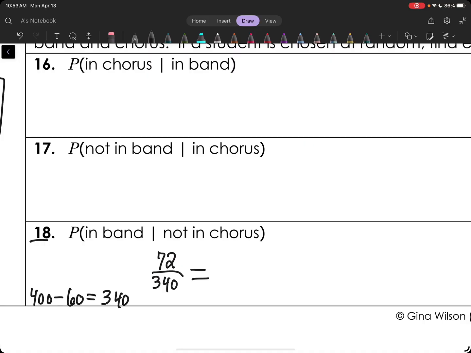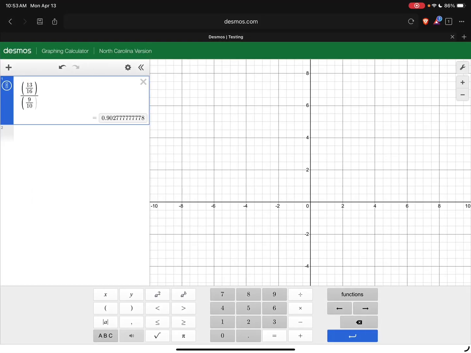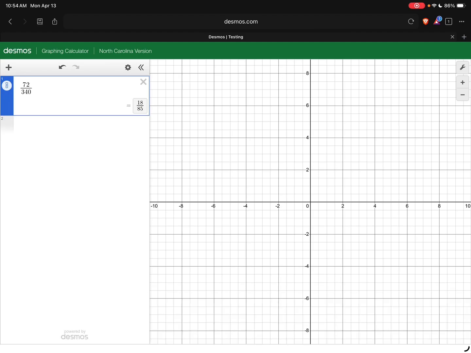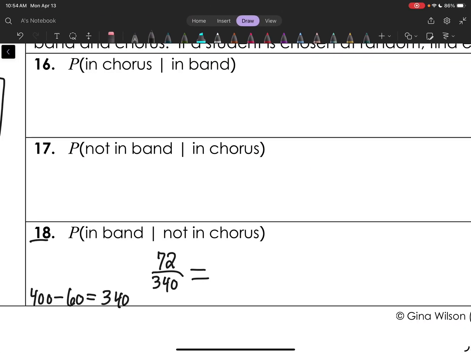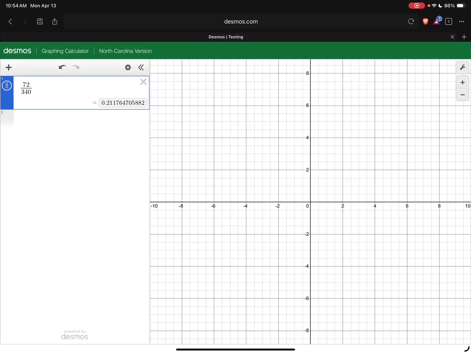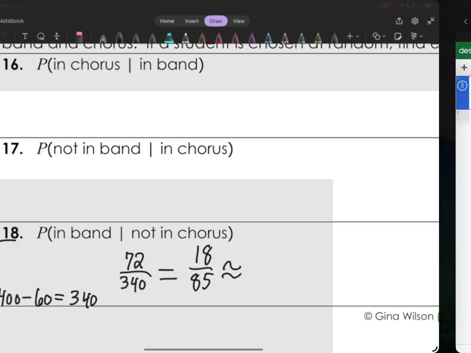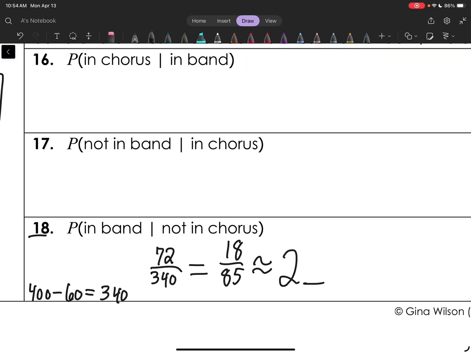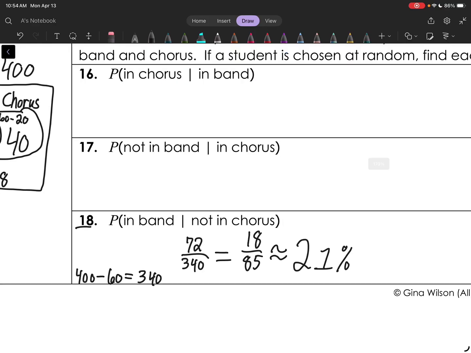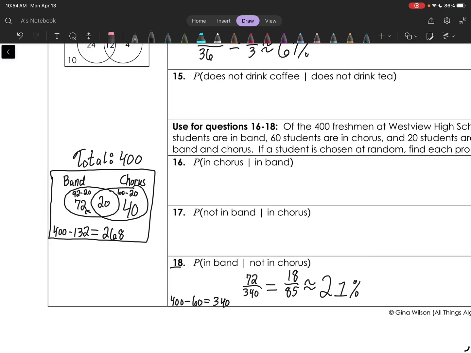I'm not sure, so let's type it in. 72 over 340, 18 over 85. 21%. Okay, try numbers 16 and 17.